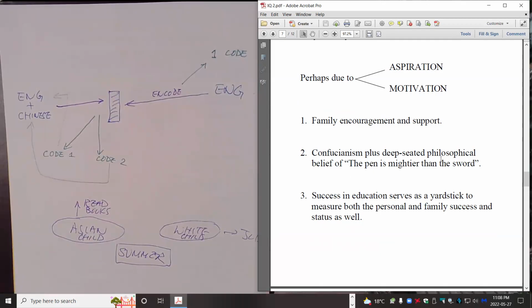Confucius, plus the deep-seated philosophical belief that the pen is mightier than the sword. Peter Shaw grew up like this. My parents strongly, sometimes forcefully, encouraged me to study hard. The pen is mightier than the sword. I grew up with the belief that knowing how to fight is not very practical, but knowing how to write is practical. So I studied hard, but I also know something about the sword.